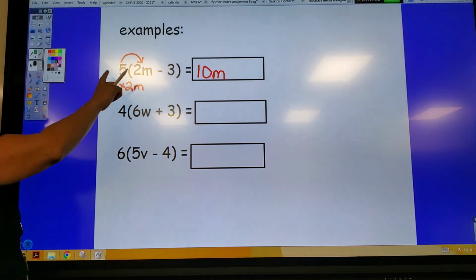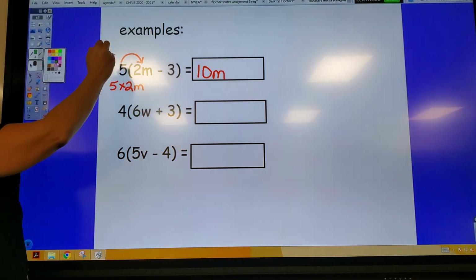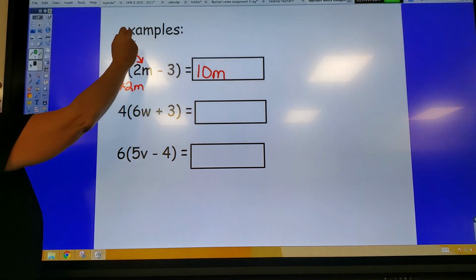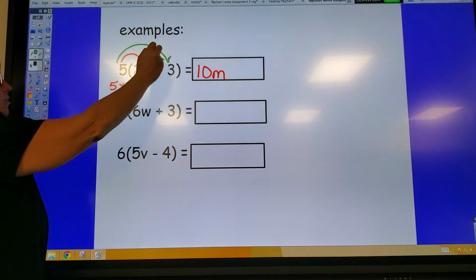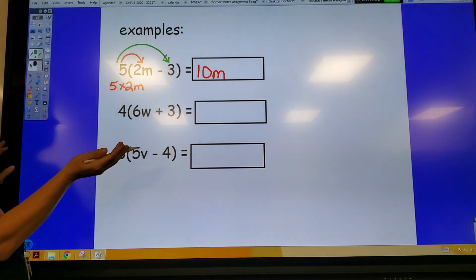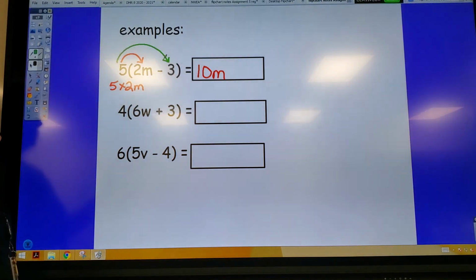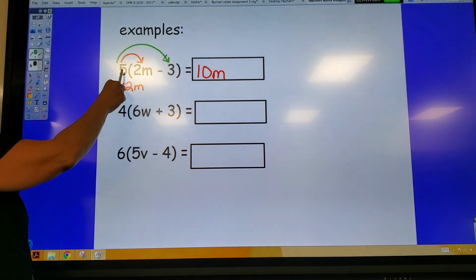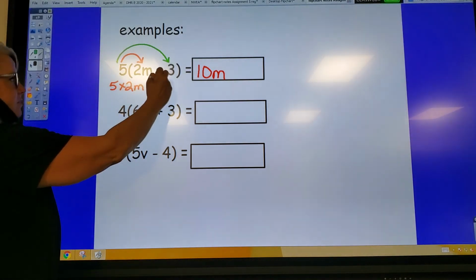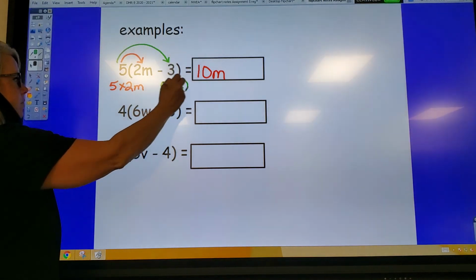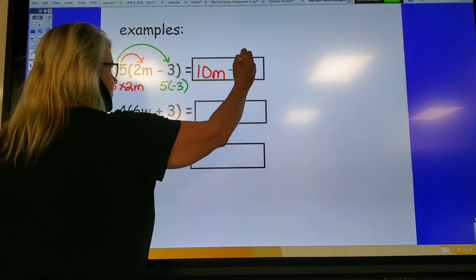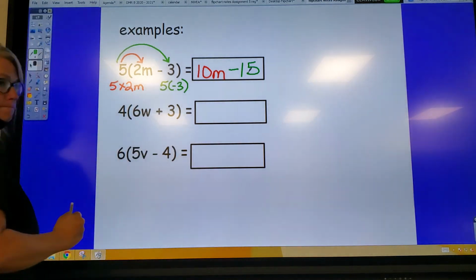For right now, we're only going to be distributing positive numbers, but I want you, when you're thinking about this, we're going to do 5 times this 3, but I'd really kind of like for you to think about it as being a negative 3 because of that minus sign. A minus sign and a plus sign mean the same thing. So really think of 5 times negative 3. What's 5 times negative 3? Negative 15. And you're done.